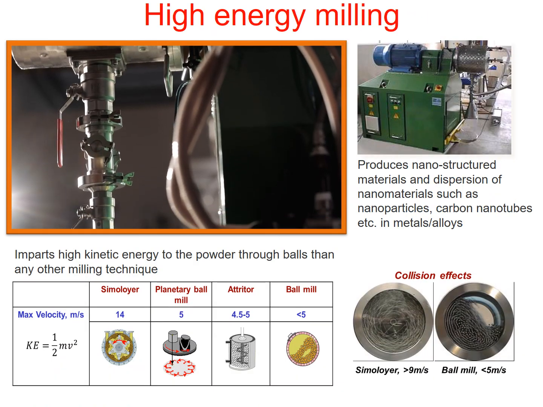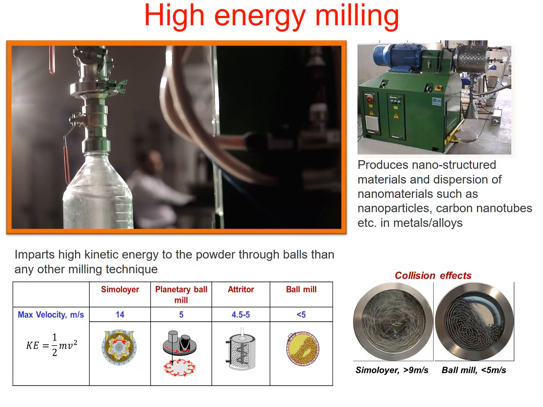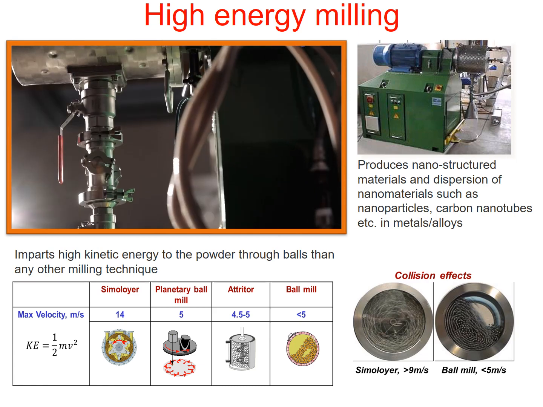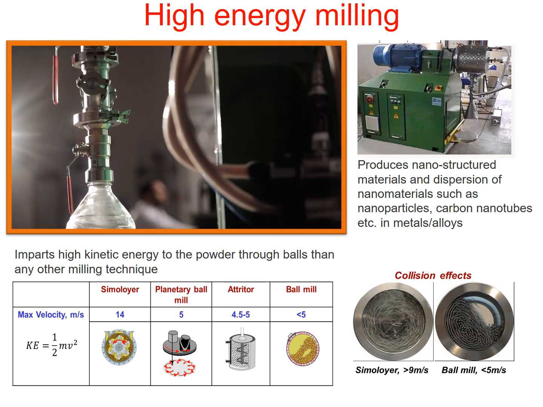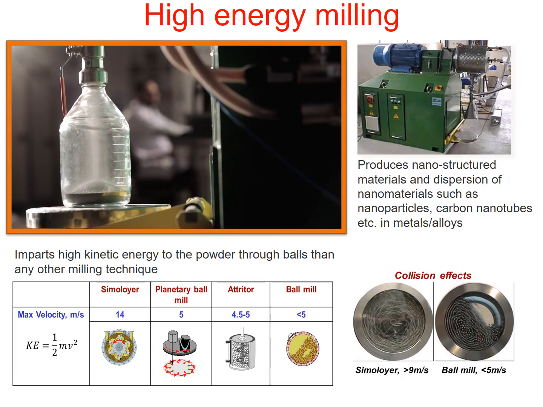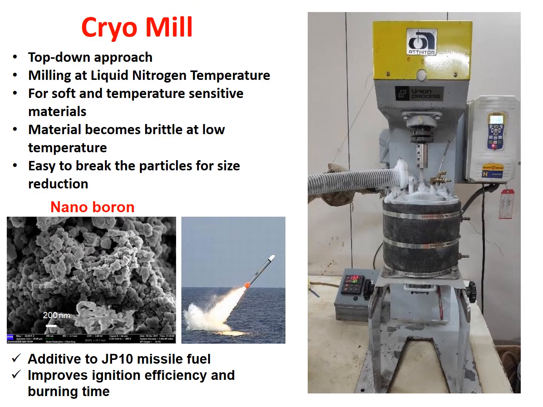High-energy milling, a top-down approach, is also available at ARCI for bulk production of nanostructured materials and their dispersions in metals. The imparted velocity on milling balls is very high, compared to any other milling technique. Hence the coarse particles are broken to nano size in a very short time, eliminating contamination. Cryomill is used to synthesize nanostructured materials at -190 degrees Celsius. This technique is specially used for the soft and temperature-sensitive materials like polymers and biomaterials. These materials become very brittle at cryo temperature, and particles can be easily broken into nanoparticles.